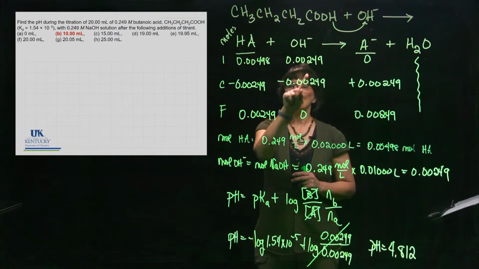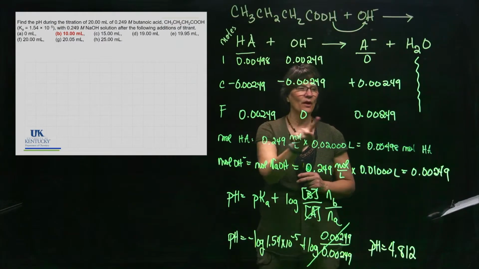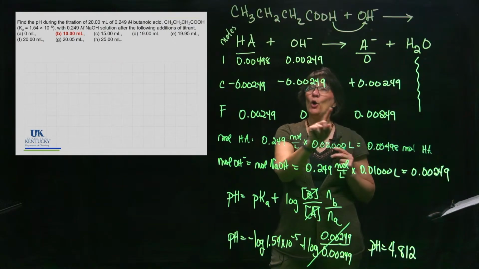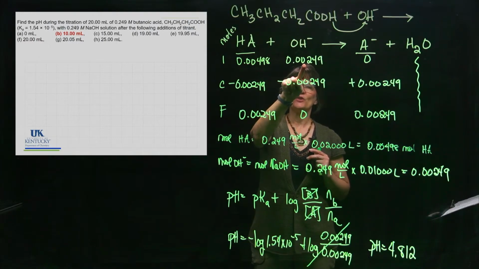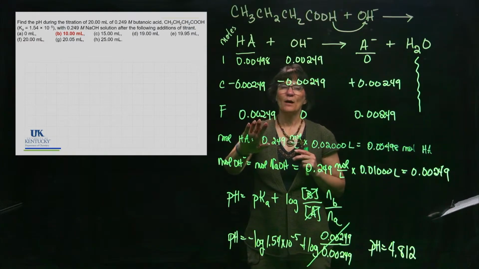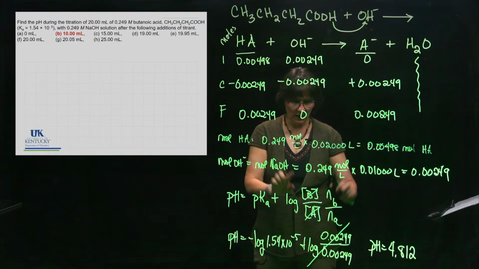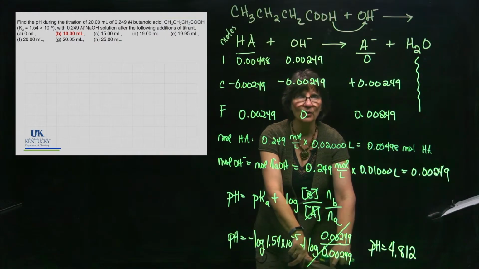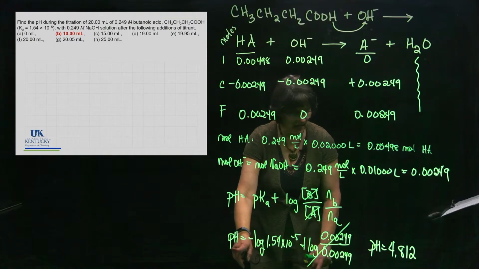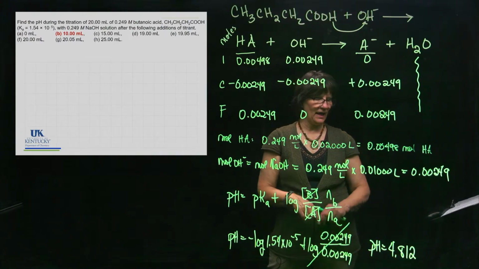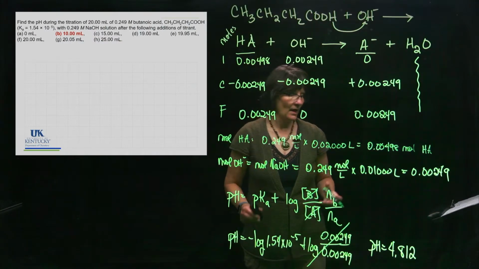Whenever you're halfway to the equivalence point, this number and this number are going to be the same. Pause and ponder that and make sure that that sinks in. I'll say it again. Anytime you're halfway to the equivalence point, this number and this number have to be the same. So you're going to have a log of 1, which is 0. And your pH is going to always equal the pKa value. pH equals pKa. So that's worth writing down.